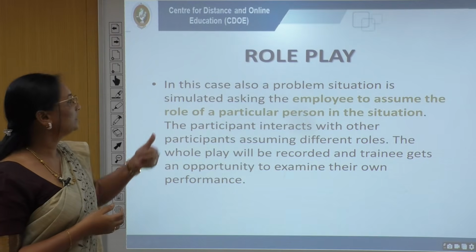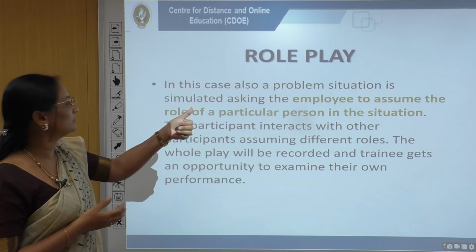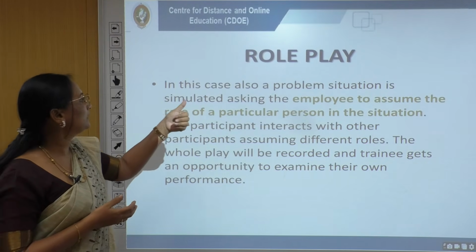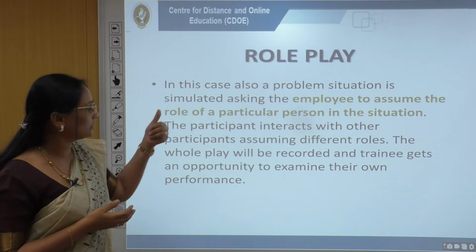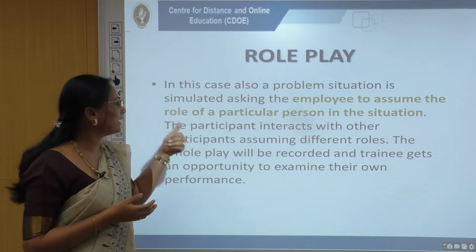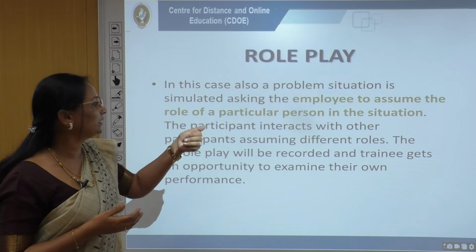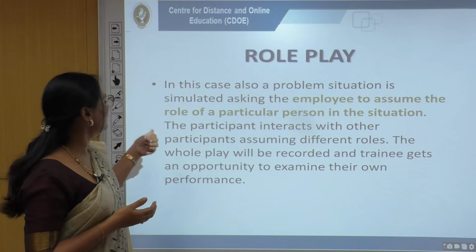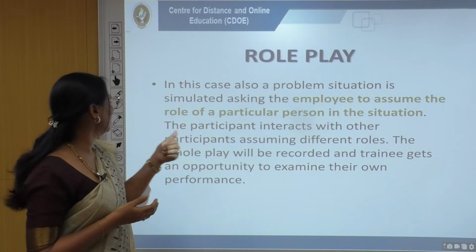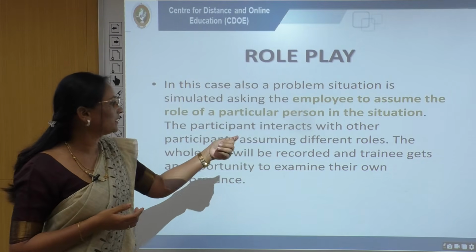And role play. Role play is nothing but a case or problem solution that is simulated, asking the employees to assume the role of a particular person in the situation. Here, the participants interact with the other participants assuming different roles.